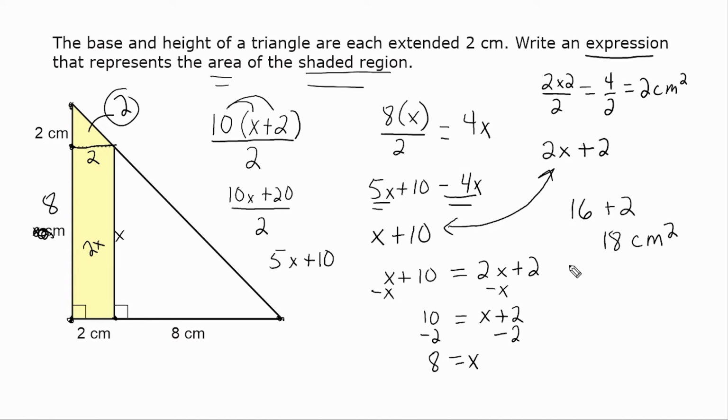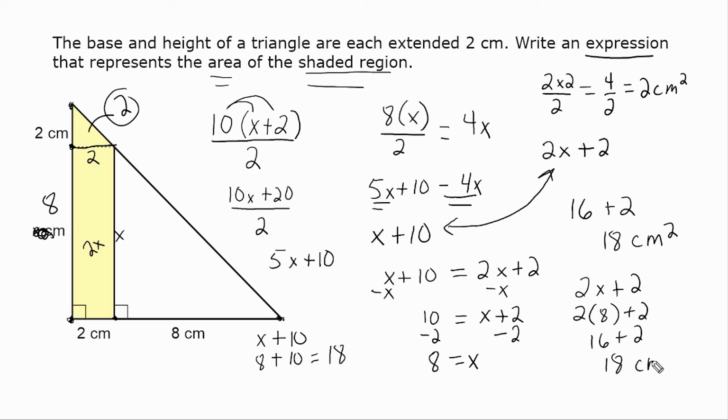Now, something else we should note is this. If we take this expression, x plus 10, which does represent the area of the shaded region, and substitute 8 in for x, that would give us 8 plus 10, which is also equal to 18. Now, if we took the other expression, 2x plus 2, and substituted 8 in for that x, that would give us 2 times 8 plus 2, which is equal to 16 plus 2, which is also equal to 18 square centimeters.